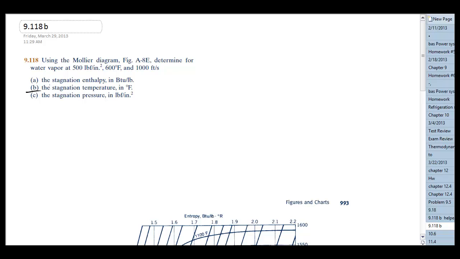Alright, so the problem says, use the molar diagram in figure 8-8E to determine for water vapor at 500 pounds force per inch squared, 600 degrees Fahrenheit, and 1,000 feet per second, find the stagnation enthalpy in BTUs per pound, the stagnation temperature in degrees Fahrenheit, and the stagnation pressure in pounds force per inch squared. So again, we only need to find the temperature.